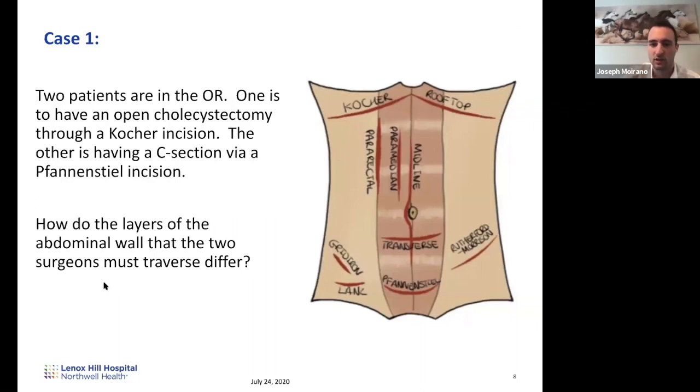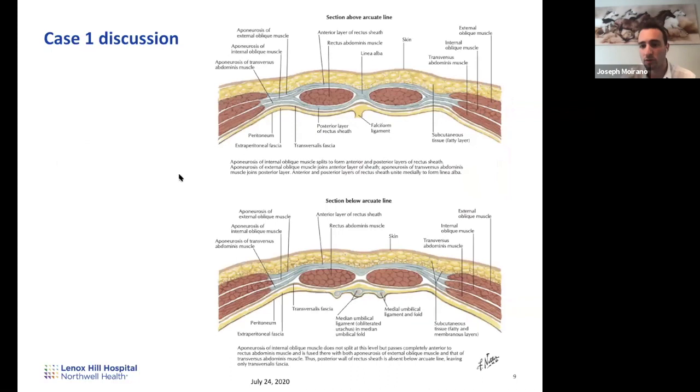Okay, great. Yeah, so if you look at this, now let's go through a little bit of the case discussion. And it's kind of just exactly what we were talking about before. Yeah, above the arcuate line, there are more layers to traverse than the fascial incisions. So pretty much the idea is that when we're above the arcuate line, all the fascial layer of the internal oblique is essentially going to be separating. So we see here that this is the internal oblique and this is its fascial layer. And this will be above the arcuate line. So that would be for the Kocher incision.